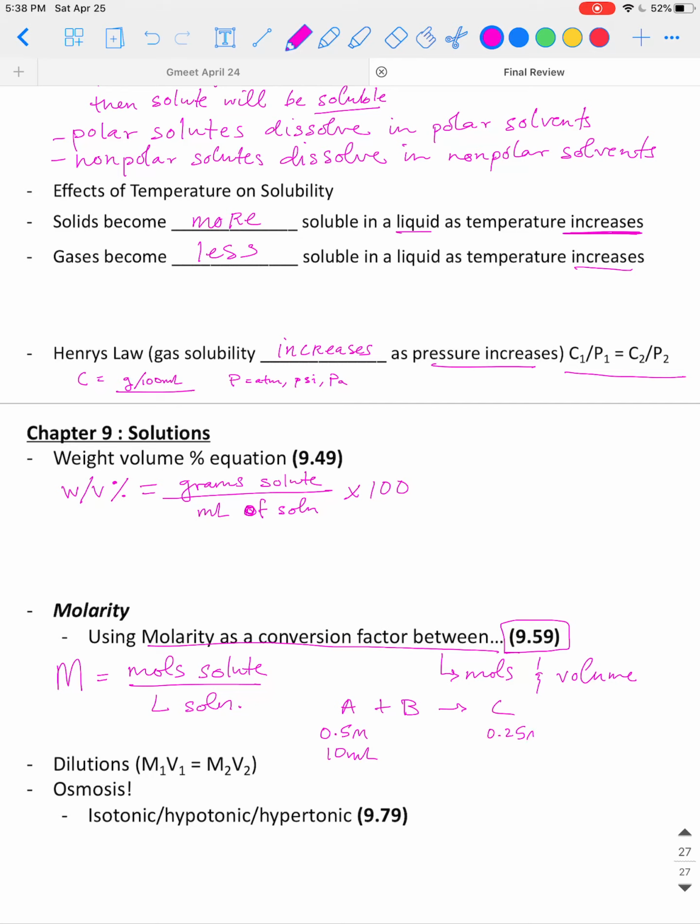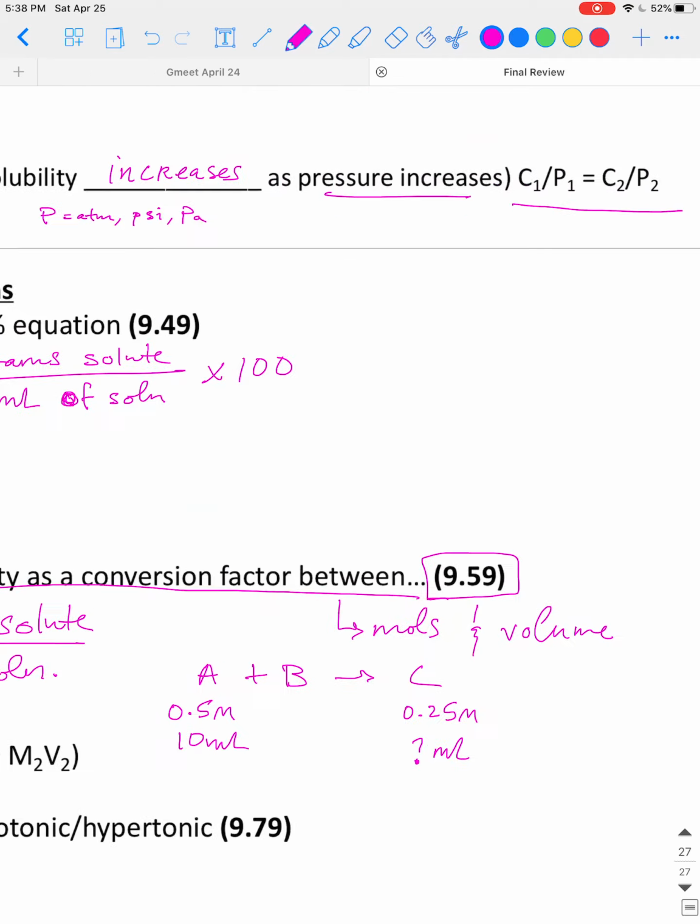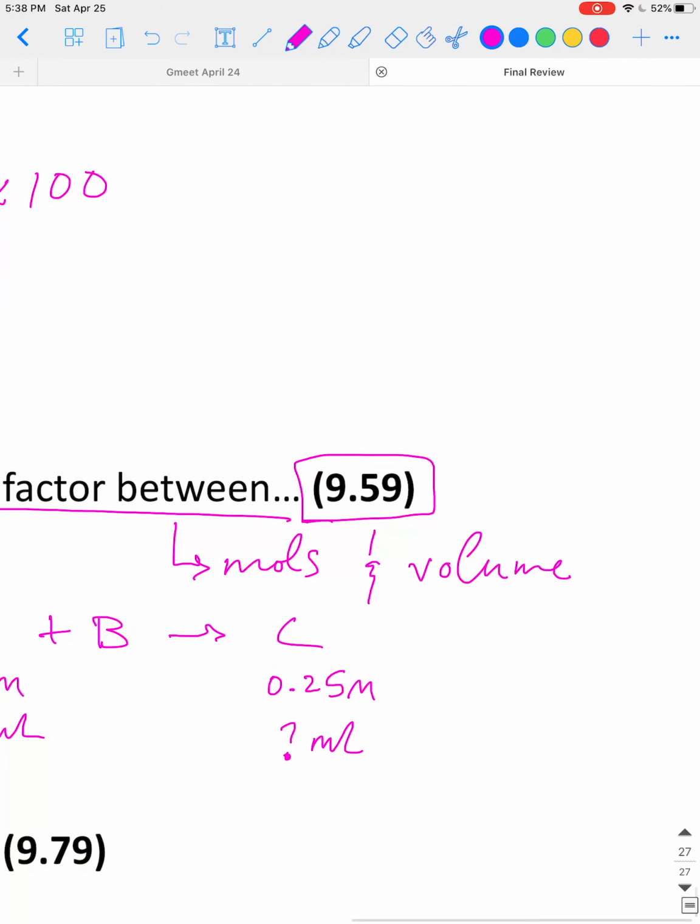and we know it's going to react with B, and we ask what volume of C, if we had it at a molarity of 0.25 molar, how many milliliters would we get of that concentration of solution of C? Here's the diagram.